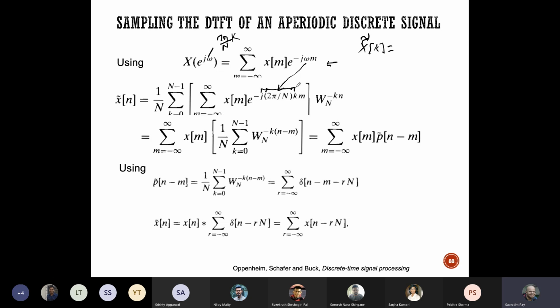Okay, and then I notice that there's a summation over k, a double summation, so I can interchange the order of summation. So m comes out here, this k comes in, and all I'm doing now is combining this and this together. And note that omega_N, or W, is just a shorthand of this.